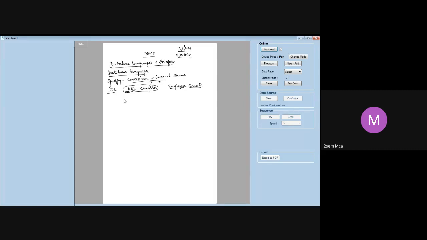Now, many times DDL is used only to specify the conceptual schema. So in order to define or specify the conceptual schema alone, we make use of DDL. Another language which is used to specify the internal schema is called SDL. SDL stands for storage definition language. This storage definition language is used to specify the internal schema.